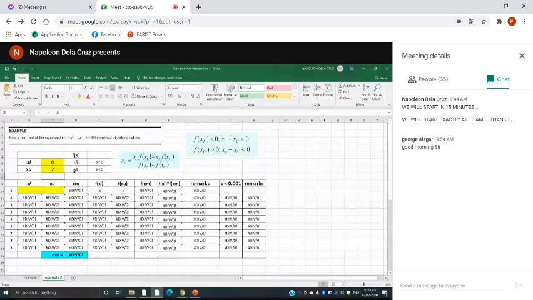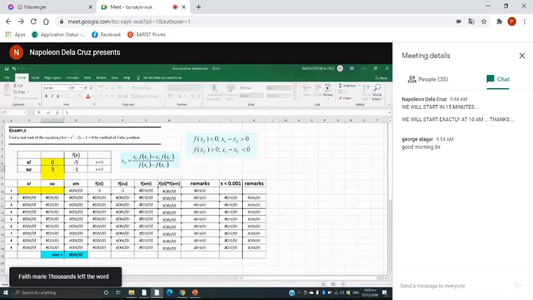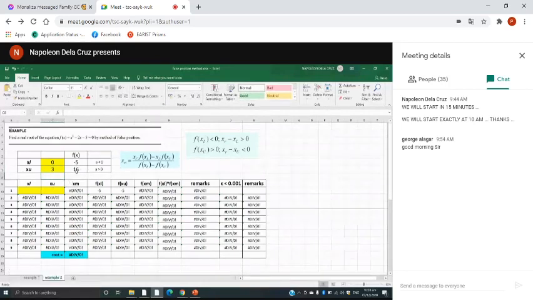Negative pa rin. Hindi pa rin pwede. Palitan natin. 3. Very good. 16 siya. Okay? So the first two assumptions or guesses should be 0 and 3, such that the f of x is less than 0, the f of x is greater than 0. Ayun yun. Okay? Nagkaintindihan sana tayo, ha?